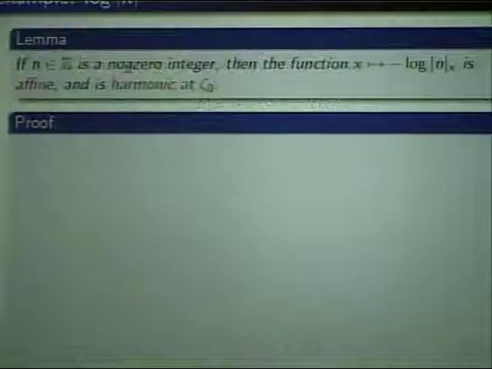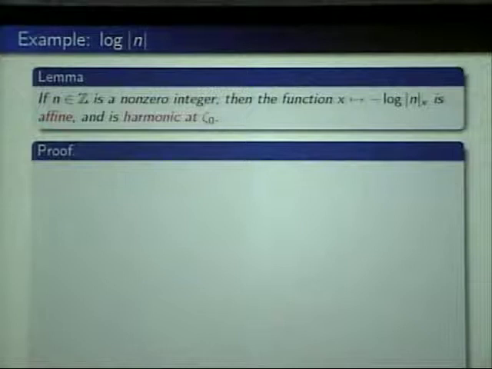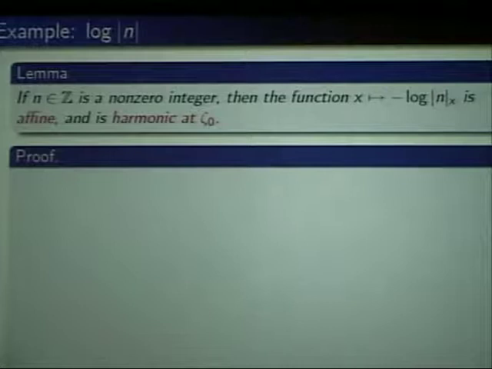Okay, so here's an example. Take log absolute value n, where n is a non-zero integer. On M of A in general, if A is a Banach ring, you think of A as the ring of functions on M of A. And so somehow the integer n is like an analytic function on the Berkovich space of Z. And so the lemma is that the function x goes to, again for sign conventions, minus log absolute value n sub x is an affine function and it's harmonic at this point. And so this is somehow like the classical fact: if you take a non-zero analytic function, log absolute value f is harmonic. It's the real part of an analytic function.